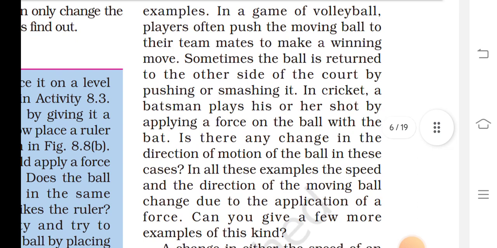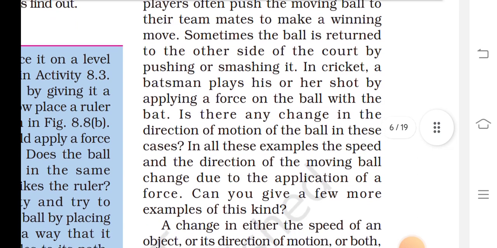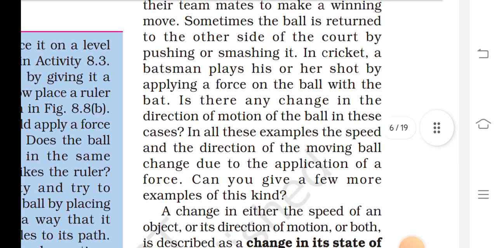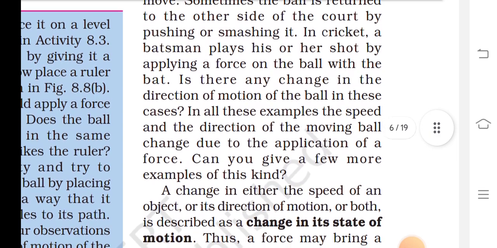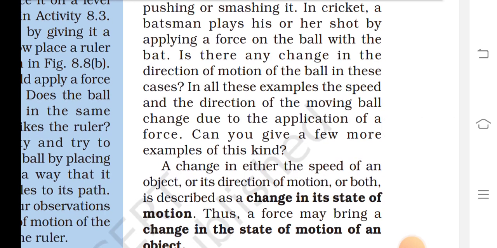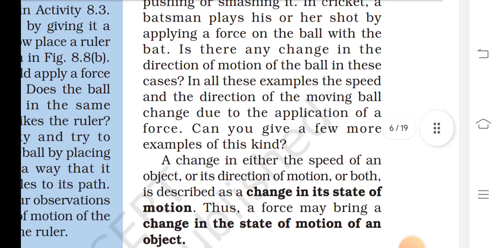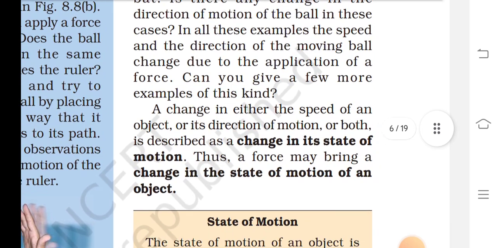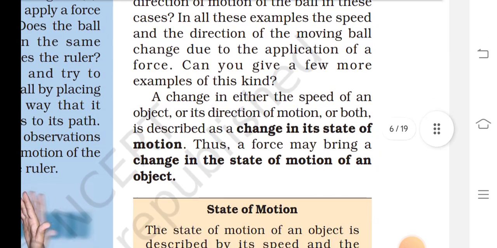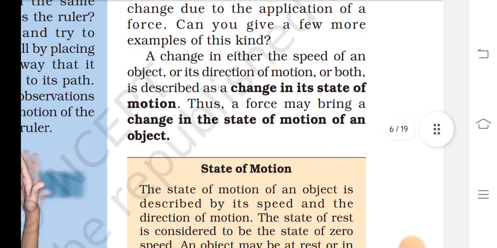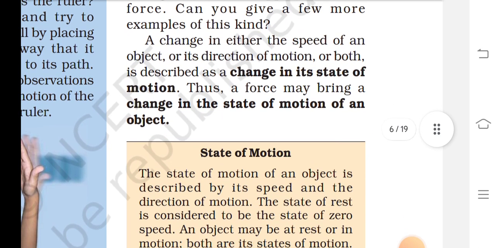In a game of volleyball, players often push the moving ball to their teammates to make a winning move. Sometimes the ball is returned to the other side of the court by pushing or smashing it. In cricket, a batsman hits the ball by applying a force on it with the bat. Is there any change in the direction of motion of the ball? In all these examples, the speed and direction of the moving ball change due to the application of force. Can you give a few more examples of this kind?